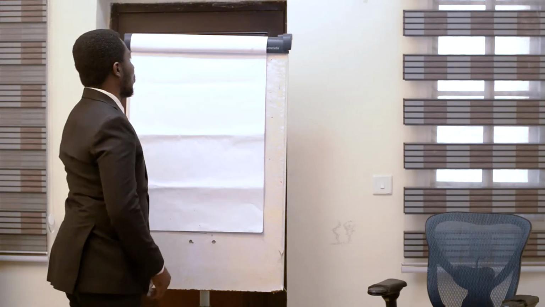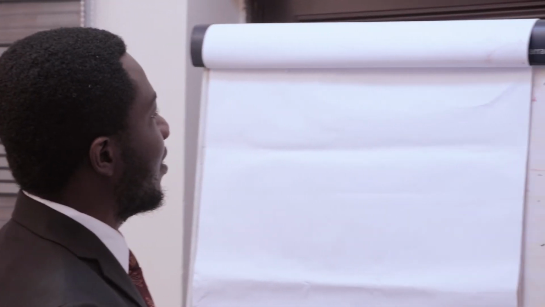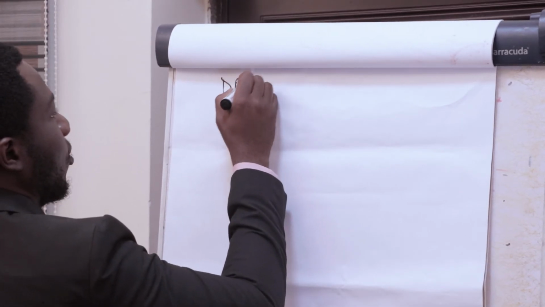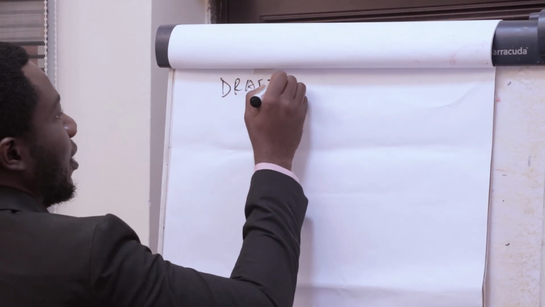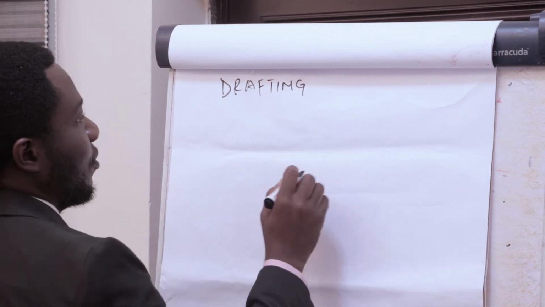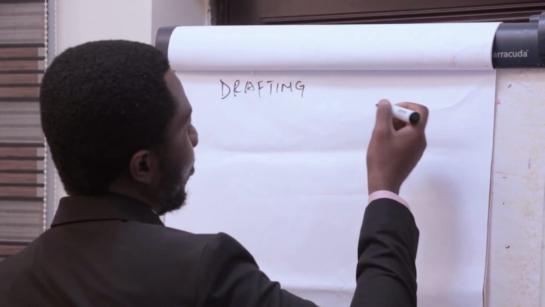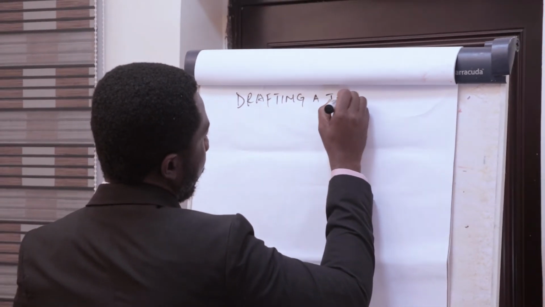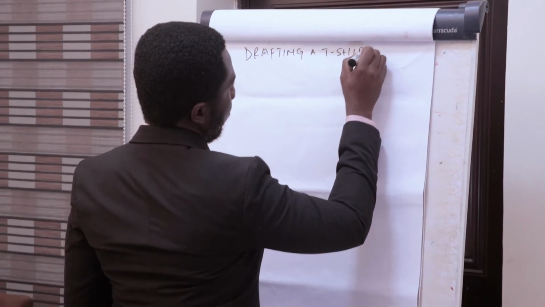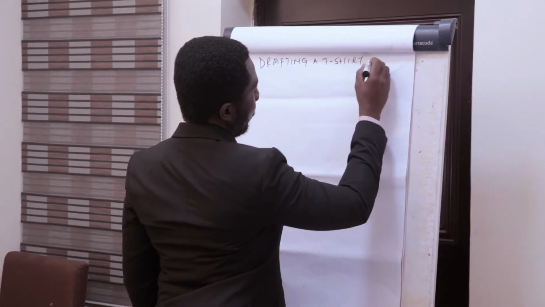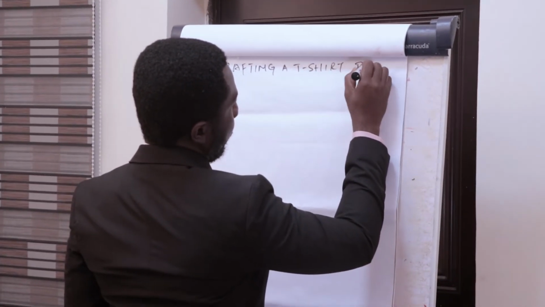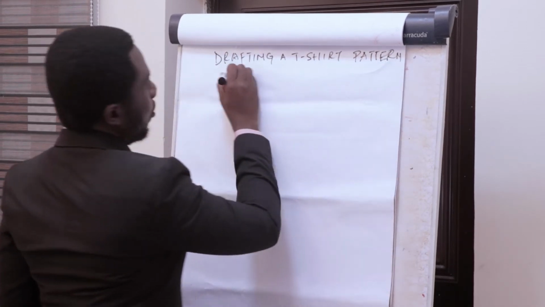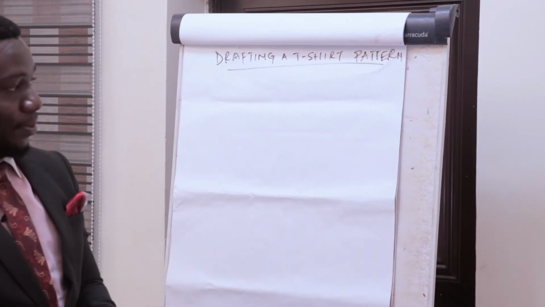All right, so we're coming to the very easy part of pattern drafting, which is drafting the pattern of a t-shirt, because this has become important because of the increasing acceptability of t-shirts. T-shirt pattern. Some people call it TEE shirt pattern. Yeah, okay. So basically, how do you draw a t-shirt pattern?